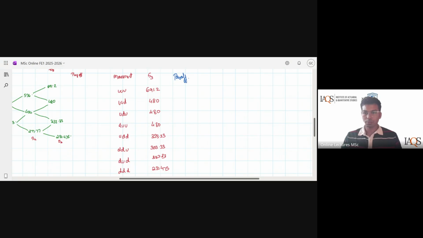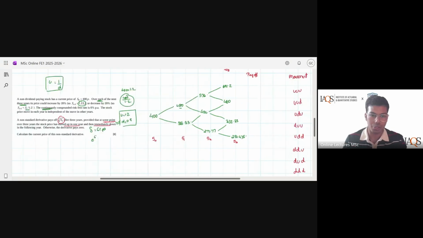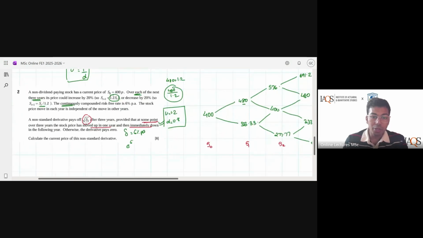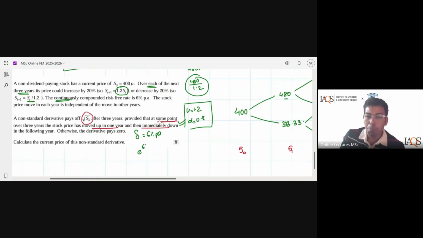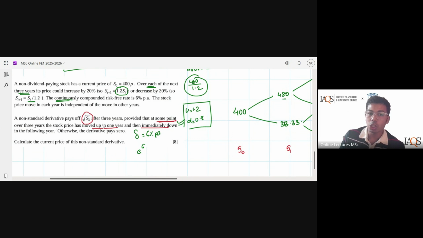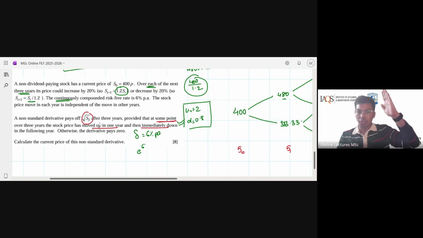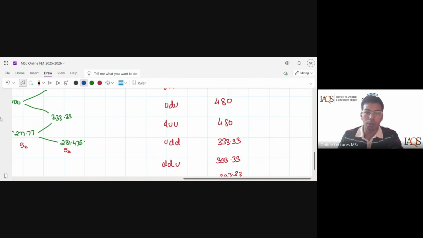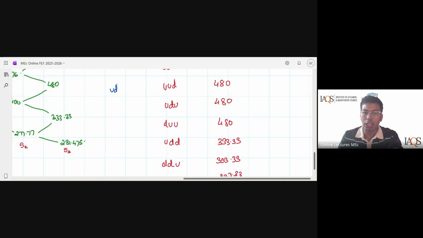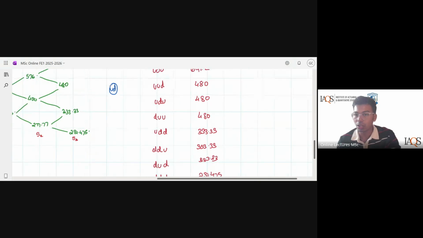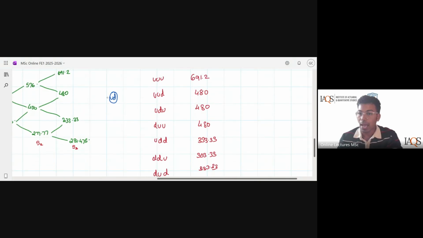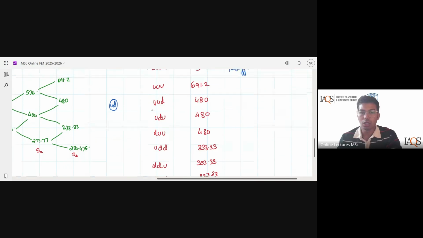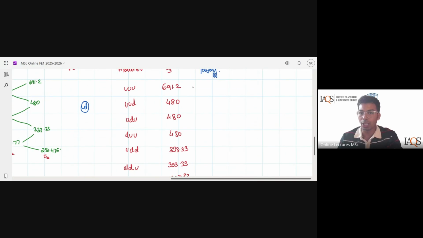Done? All right. Now let's read the question again. When will I get the payoff? At some point over 3 years, the stock price has moved up in 1 year and then it has immediately moved down in the following year. That means I'm looking for the pattern wherein U and D are coming together in that order, because it's going up and then it has to go down in the following year. I know UUU, I don't have it. So the payoff will be 0.